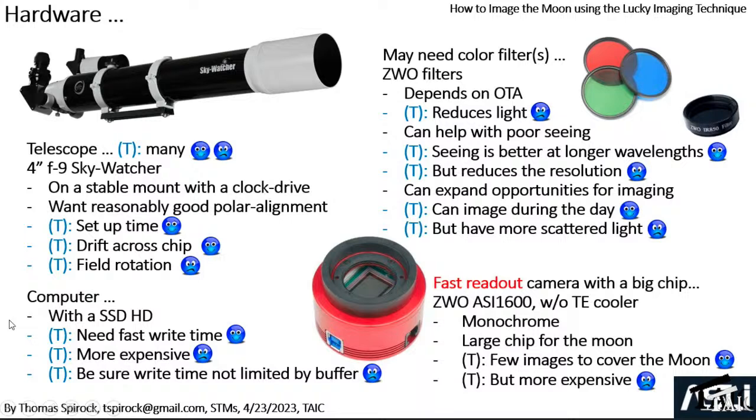And to deal with the fast readout camera, you need a computer with a good quality solid-state hard drive. In my particular case, I believe the pictures I'm taking are on the order of 200 megabytes or more per second. So you need a USB-C connector and a solid-state hard drive that can take these images and write them on a continual basis. So you do need a fast solid-state drive. And of course, the disadvantage is that they're more expensive. And you have to be careful that you have a good quality drive that's not limited by its buffer.